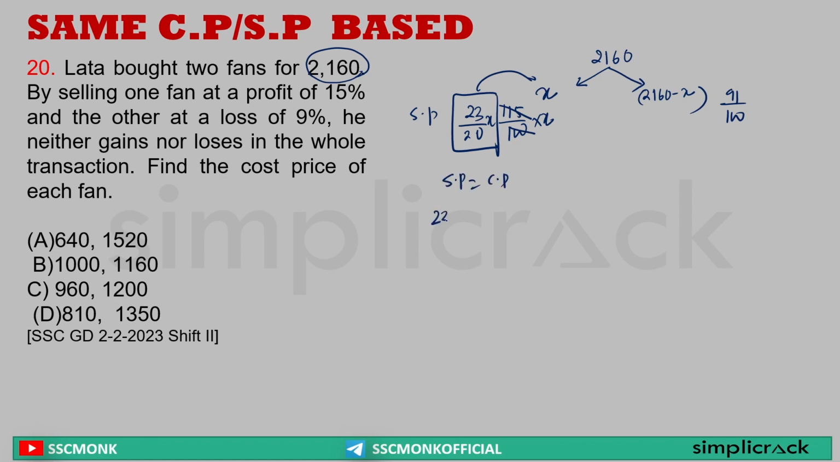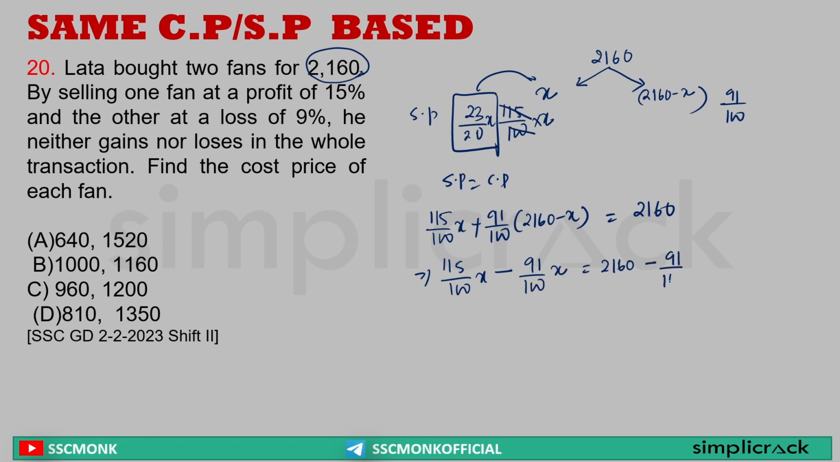Sir, the sales price is what? 23 by 20X plus 91 by 100 into 2160 minus X is equal to the cost price 2160. Sir, here I can write 23 by 20 is equal to 115 by 100X, because this will help me in the whole calculation. Now 115 by 100X minus 91 by 100X is equal to 2160 minus 91 by 100 into 2160.